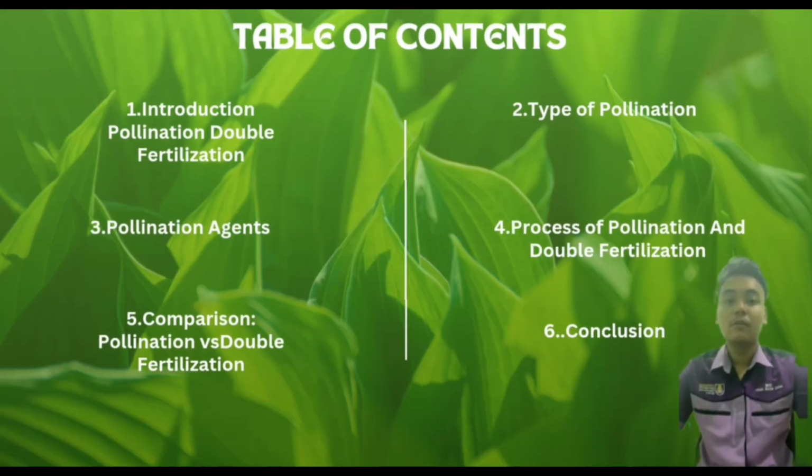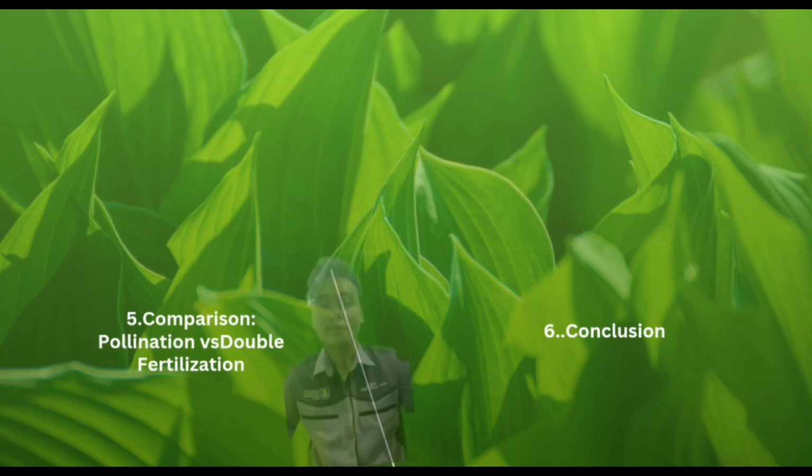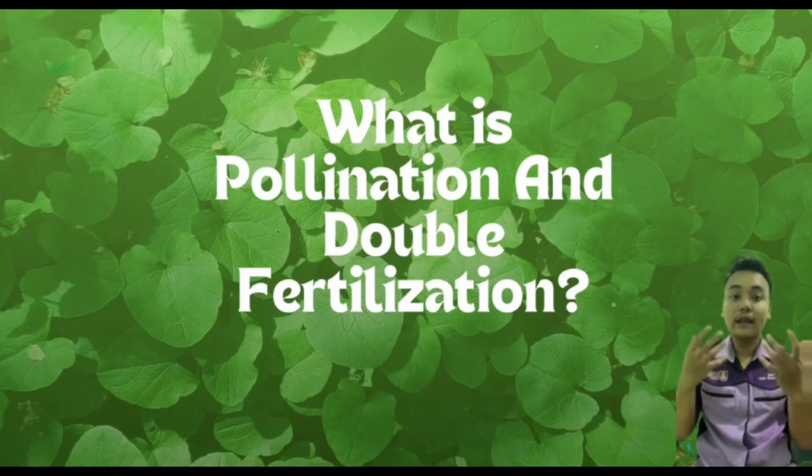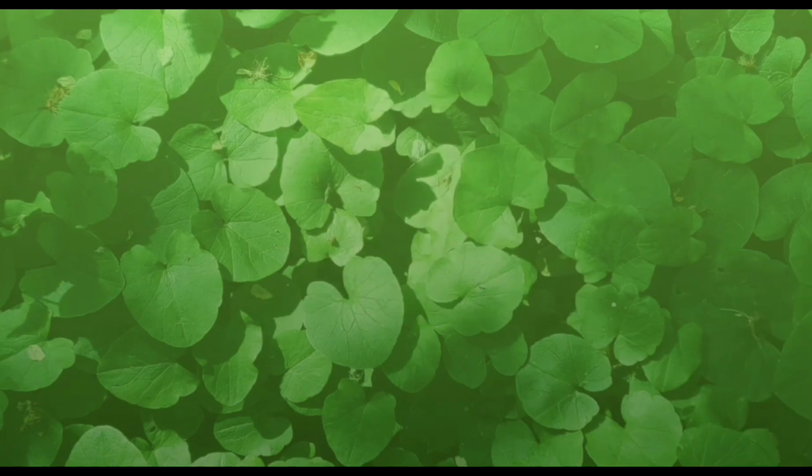Next, I move to the table of contents. First is the introduction to pollination and double fertilization. Second is types of pollination. Third is pollination agents. Fourth is the process of pollination and double fertilization. Fifth is the comparison between pollination and fertilization. And finally is the conclusion.